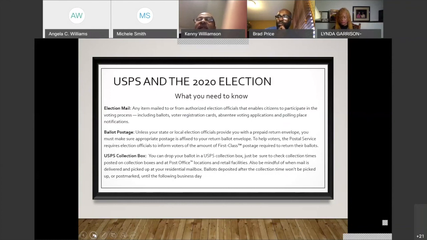Just be sure to check collection times posted on collection boxes at the post office, locations, and retail facilities. Also be mindful that when mail is delivered and picked up at your residential mailbox, ballots deposited after the collection time won't be picked up or postmarked until the following business day.